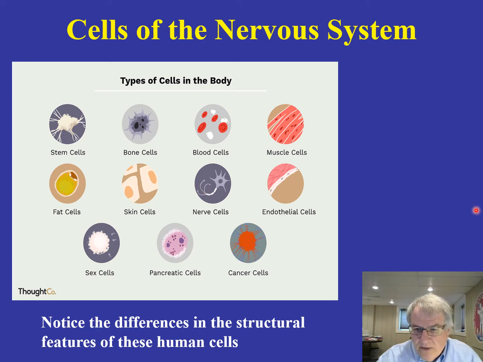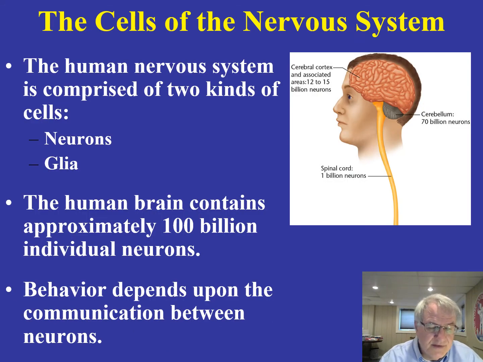So when we begin to explore the cells of the nervous system, one of the things that I think is interesting to learn about is just in terms of their numbers. If you take a look at the upper right-hand portion of this slide, this shows our brain and our spinal cord. And the spinal cord consists of about 1 billion of these neurons, cerebellum about 70 billion neurons, and the cortex, the cerebral cortex, about 12 to 15 billion neurons. So there's a lot of them, and they have very specialized functions, as we will learn as we go along.